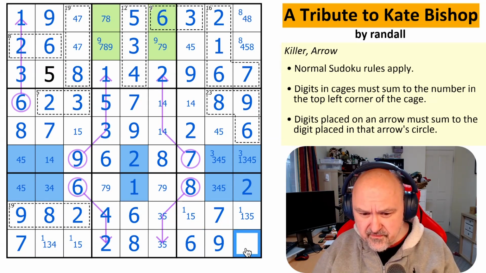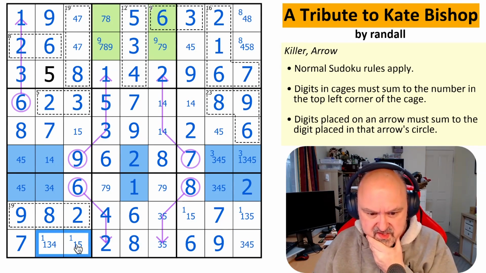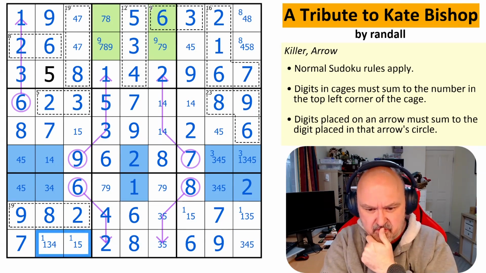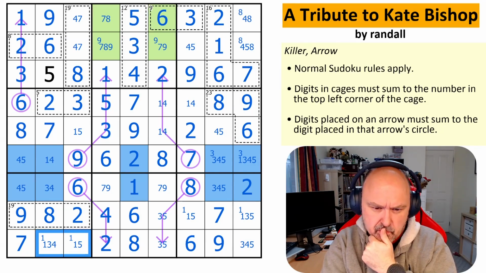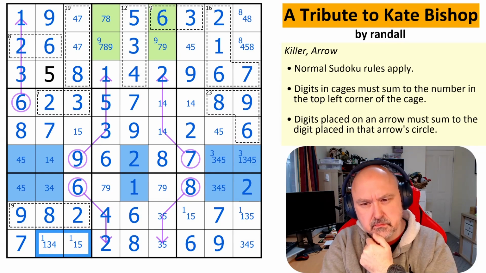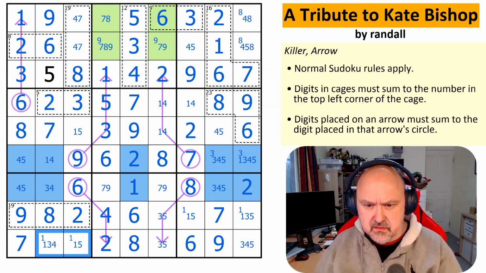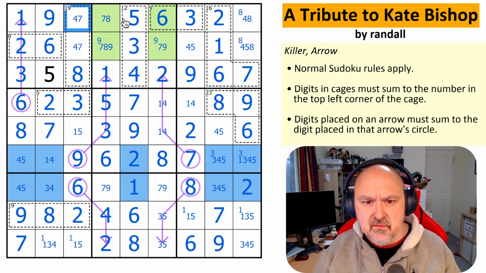Okay, so this is 1, 3, 4, and 5 without anything pointing at it. Oh, it can't be a 1 because there's the pointing ones over here. So that's 3, 4, and 5. So the cages are done. The arrows are done. Okay, so what pointing thing am I missing? 4, 7, 8. So the row is done.